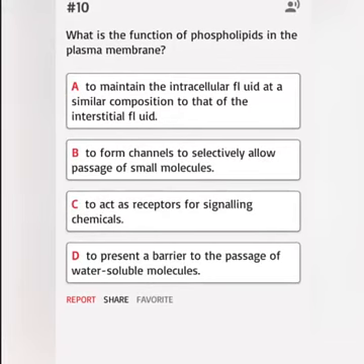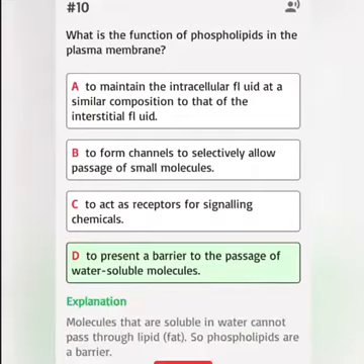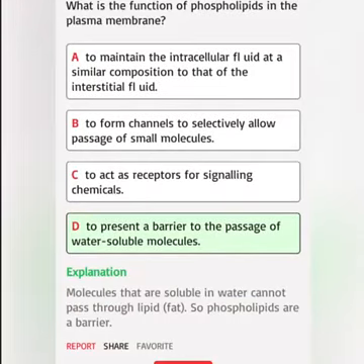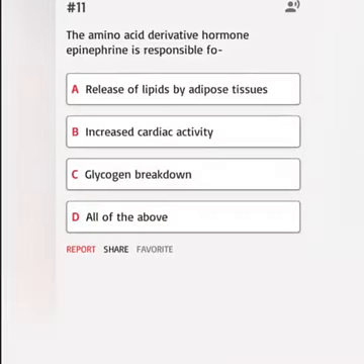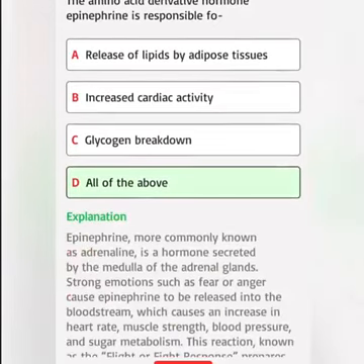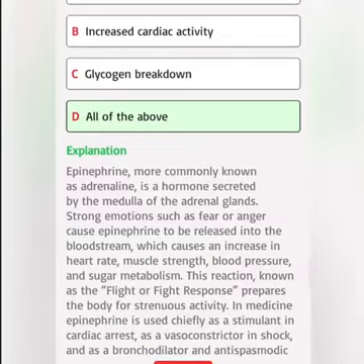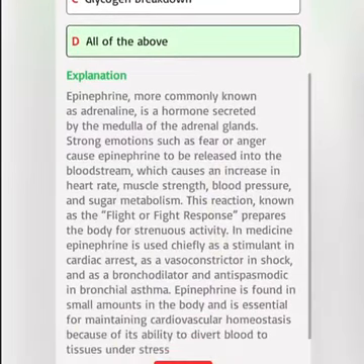A. To maintain the intracellular. Correct answer. Molecules that are soluble in water cannot pass through lipid fat. So, the amino acid derivative hormone epinephrine is responsible for A. Release. Correct answer. Epinephrine, more commonly known as adrenaline, is a hormone secreted by the medulla of the adrenal glands.